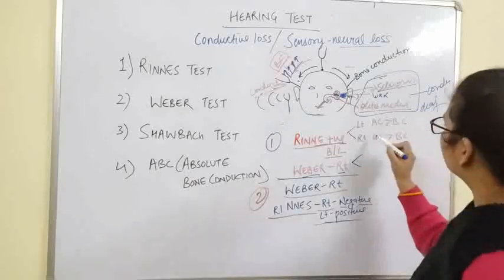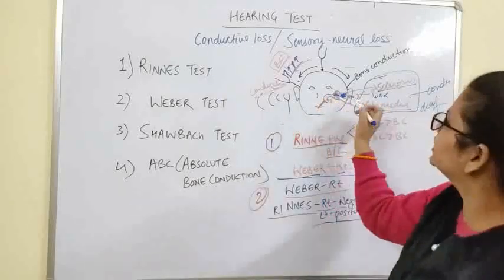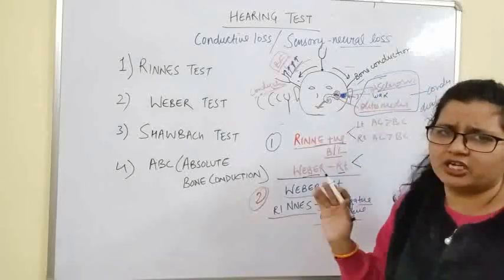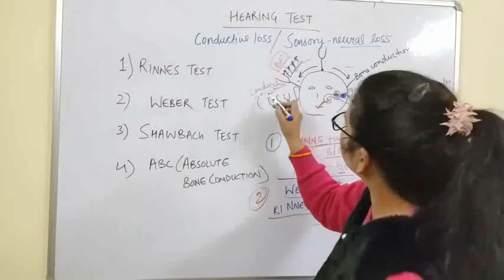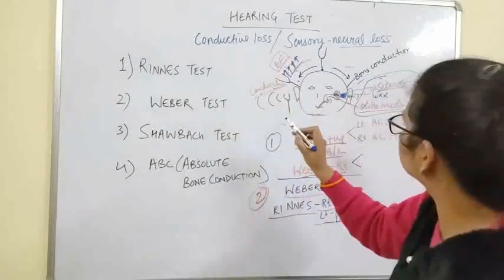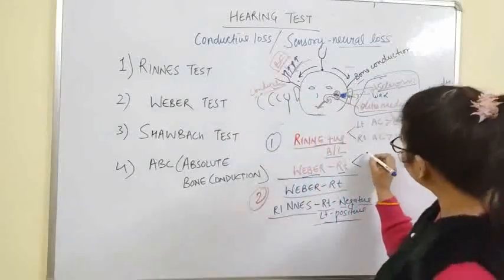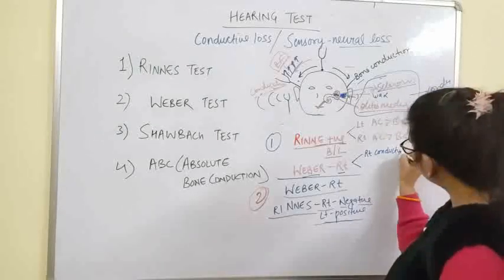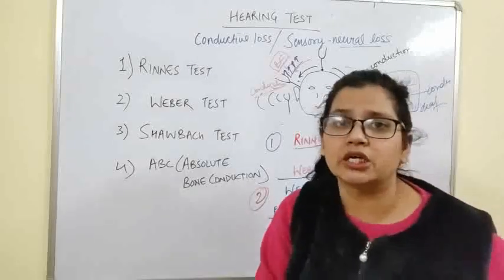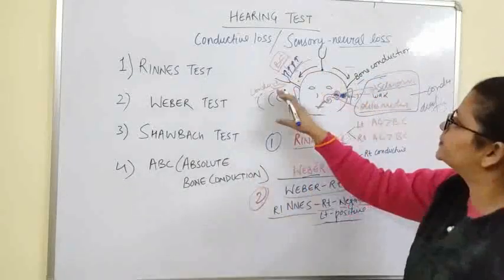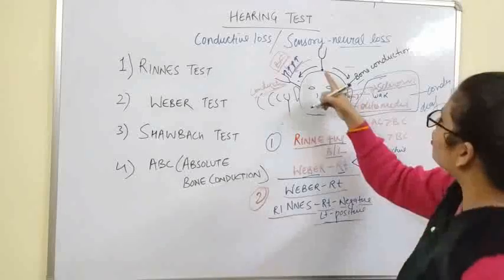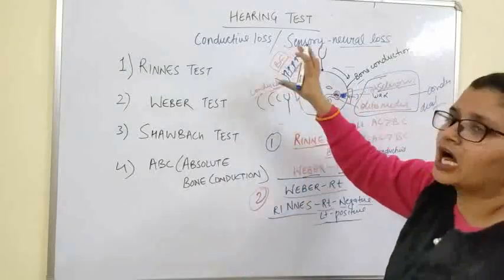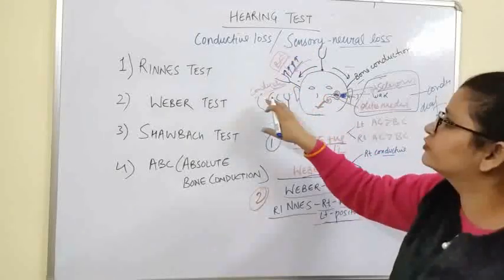Now we have to learn that if there is conductive deafness, there will be increased bone conduction. We have seen that, right? So here, if there is increased bone conduction, that means there can be same side conductive deafness. We are just assuming here, mind it. So either there is ipsilateral conductive deafness or contralateral neural deafness. So we can have an increase in bone conduction because of conductive deafness.